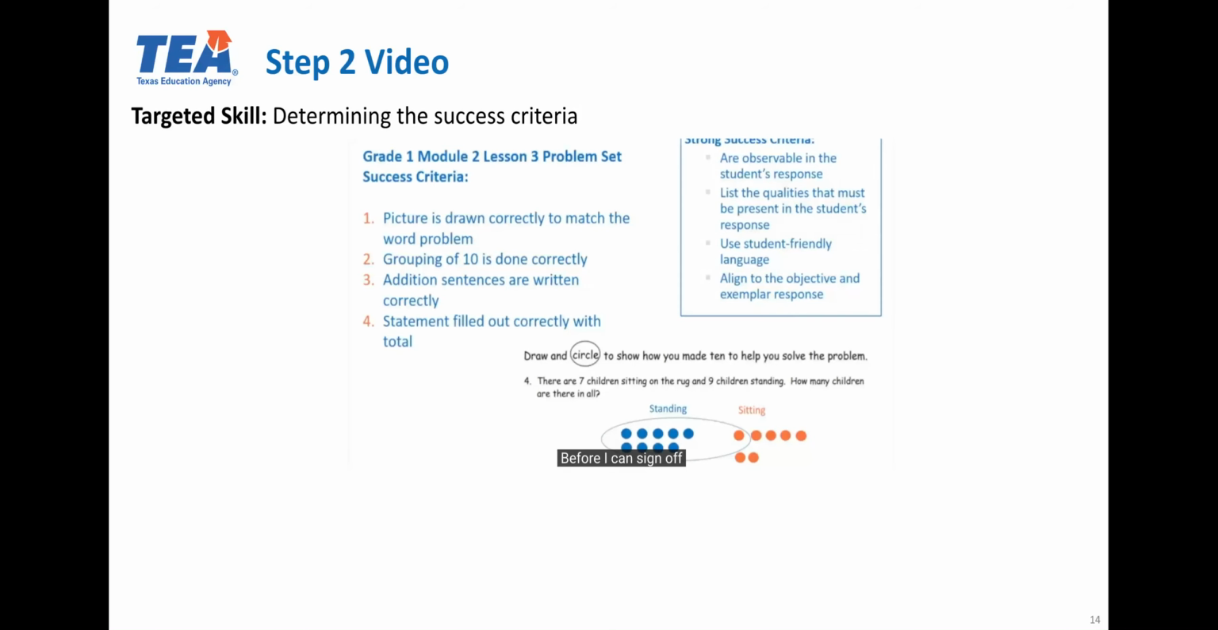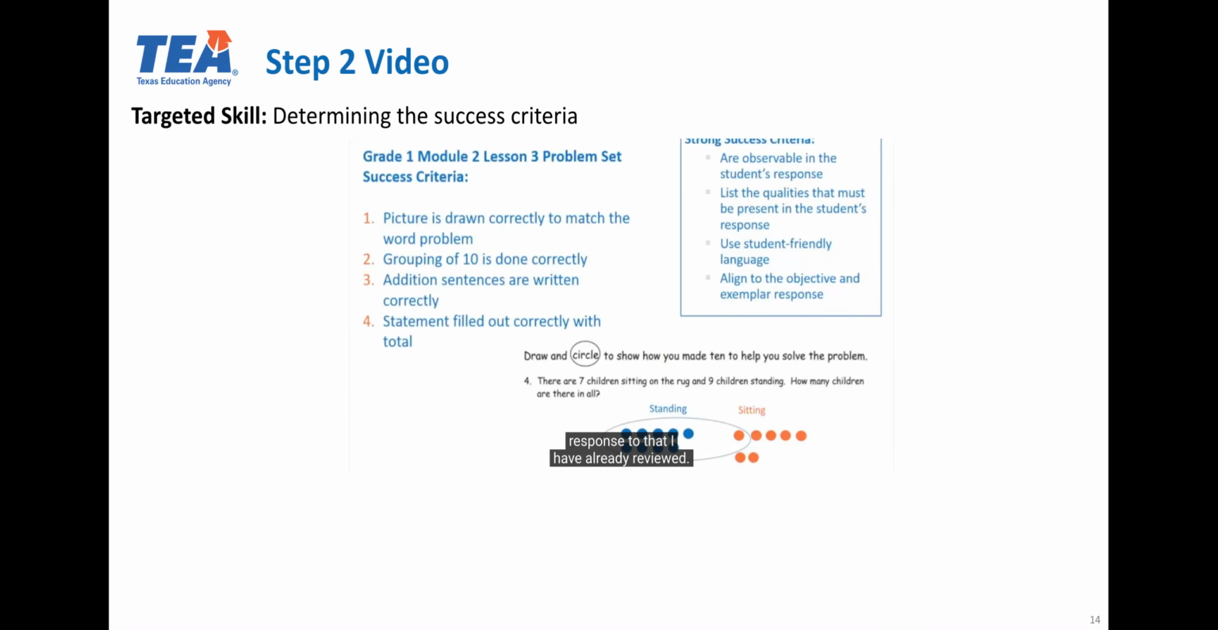Before I can sign off, I want to again go back to my list of what makes strong success criteria and compare my list to those qualifications. Everything here can be observed in a student's response. These are all the things that need to be present in their response. The language is student-friendly, and it is very much aligned to the objective and the exemplar response.